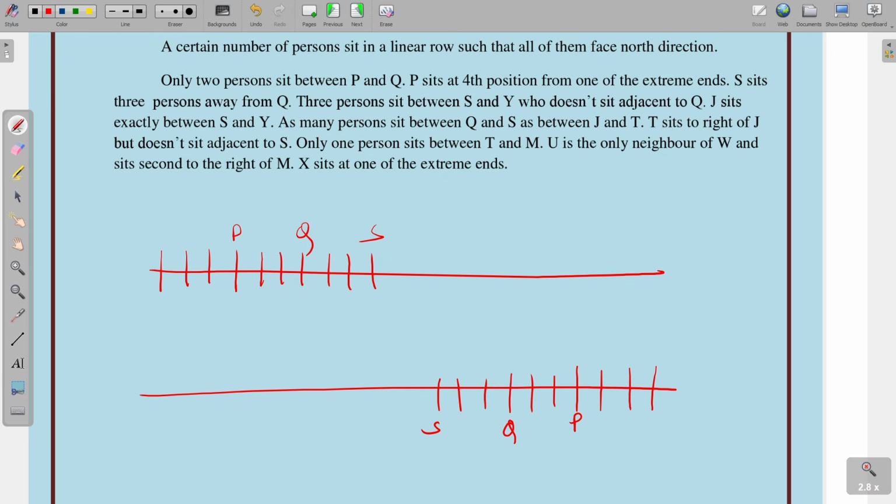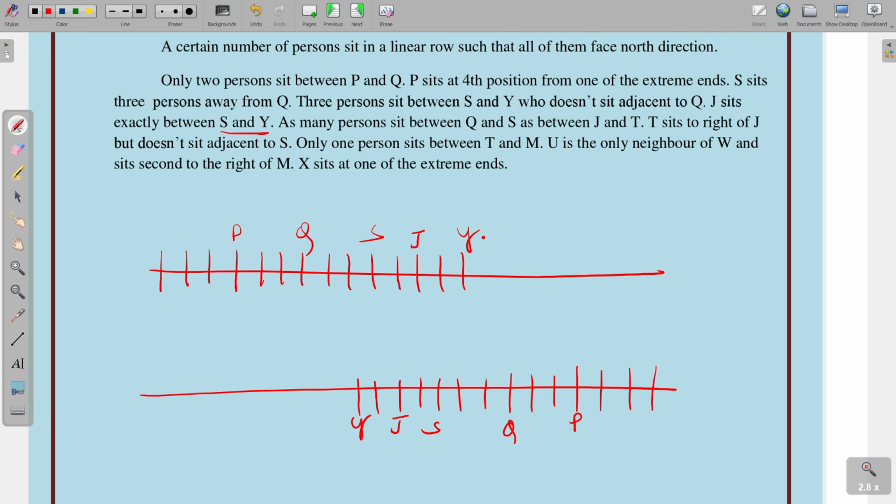Here S is placed. 3 persons sit between S and Y, who doesn't sit adjacent to Q. Okay, so 1, 2, 3. Next 1, 2, 3. And next, J sits exactly between S and Y. So J is placed here.